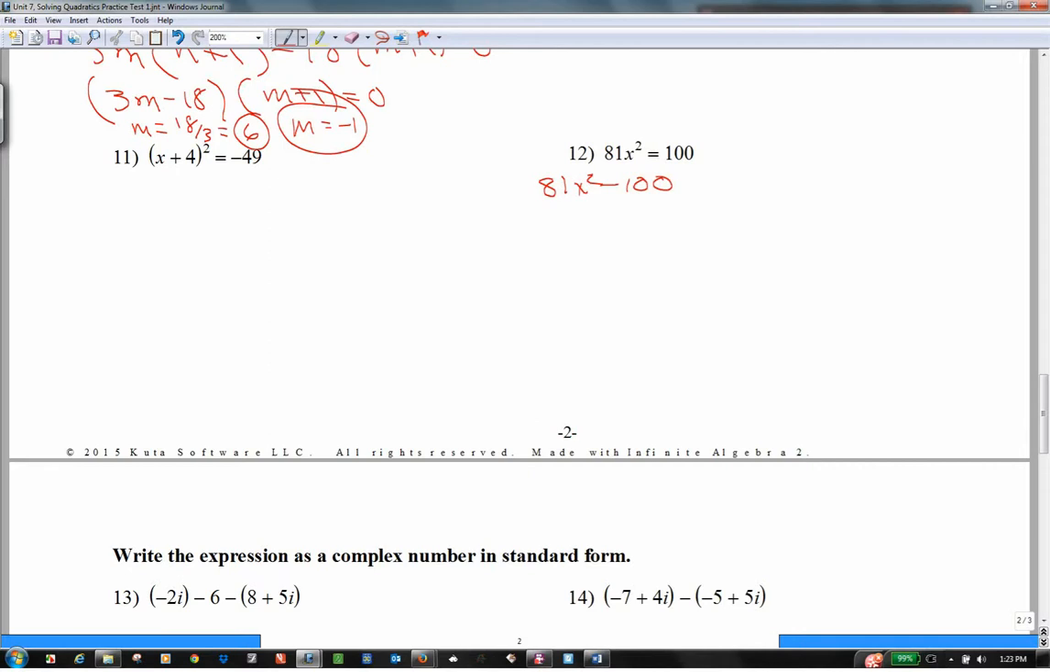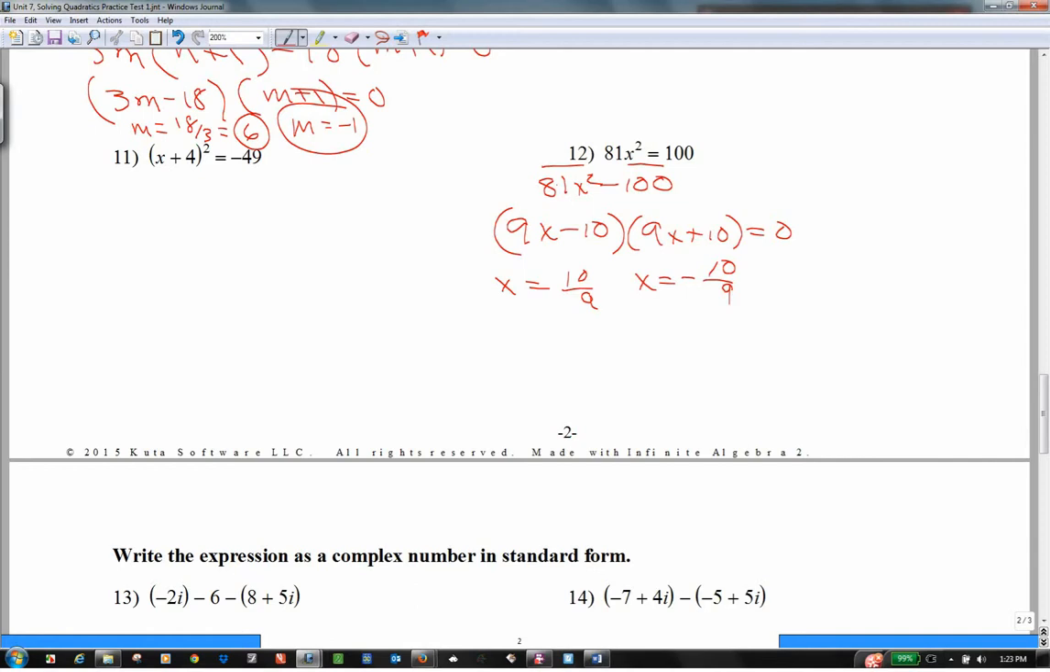I could work it because this is a perfect square and this is a perfect square. That's a difference of squares. So the square root of 81 is 9x minus 10 over 9x plus 10 equal to 0. So x is equal to 10/9. x is equal to negative 10/9. That's one way I could have worked it.